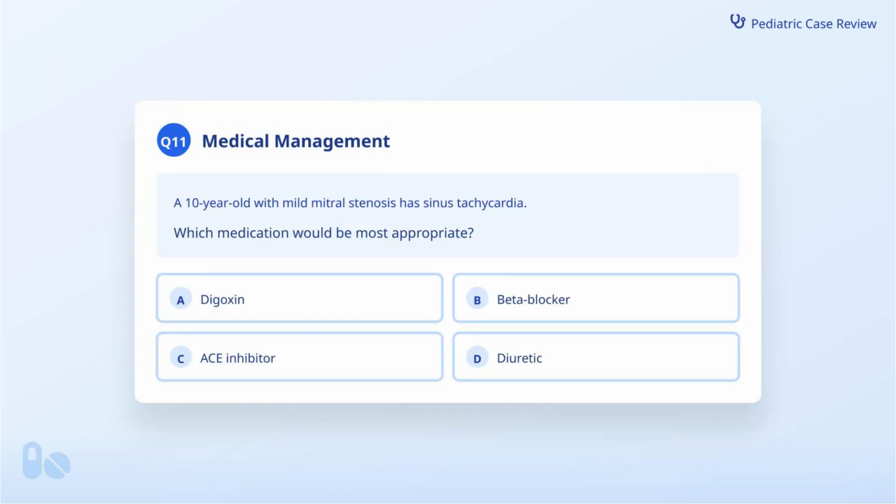A 10-year-old with mild mitral stenosis has sinus tachycardia. Which medication would be most appropriate? Option A, digoxin. Option B, beta blocker. Option C, ACE inhibitor. Option D, diuretic. Consider the hemodynamic goals of medical therapy in mitral stenosis and how different medications might affect the pathophysiology.